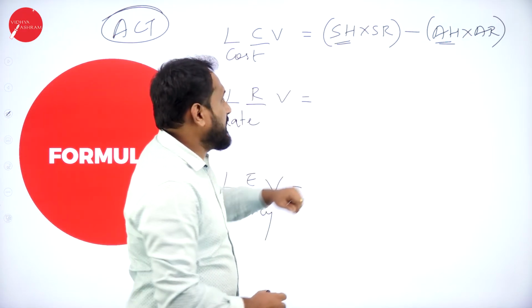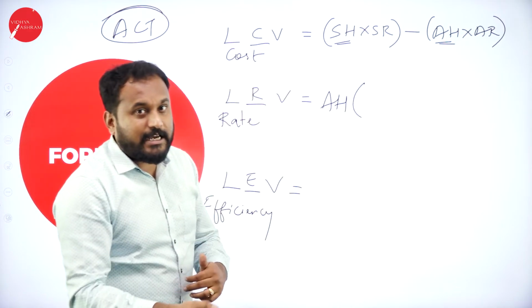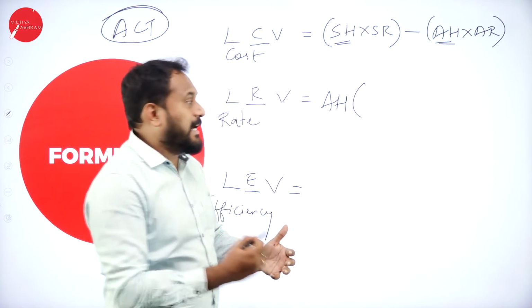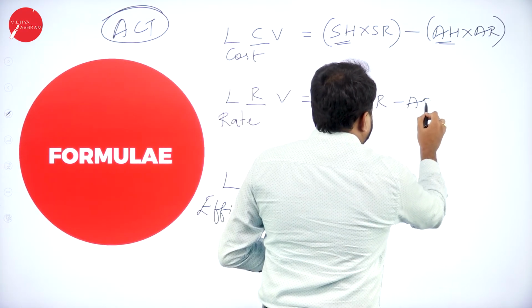What is the first one? AH. Now hours has come out. What will come inside? Rate will come inside. What rate will come? Standard will come first. So here SR minus AR.